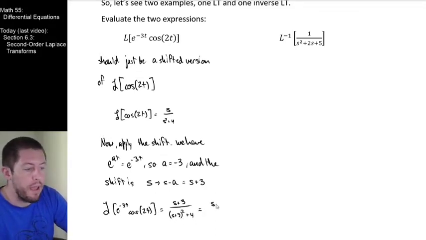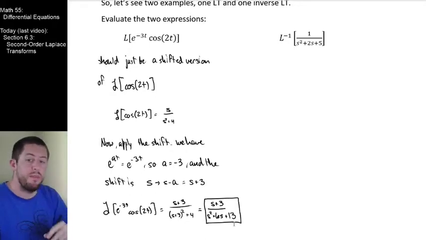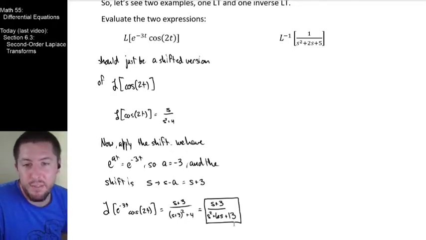And we might want to expand that in the denominator down there to write this as what? S squared plus 6s plus 9 plus 4. So that's a plus 13 right there. All right. We've got our Laplace transform of e to the negative 3t cosine of 2t.